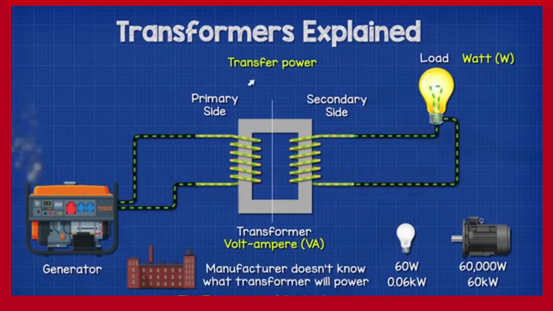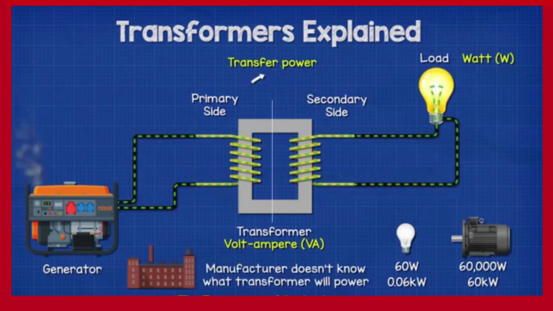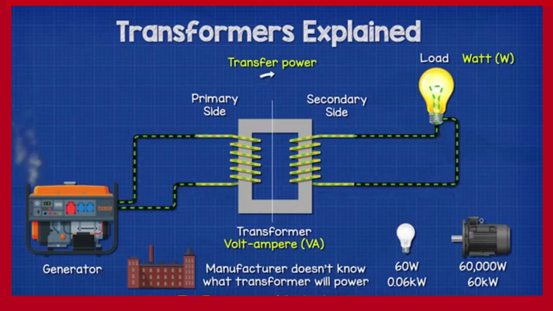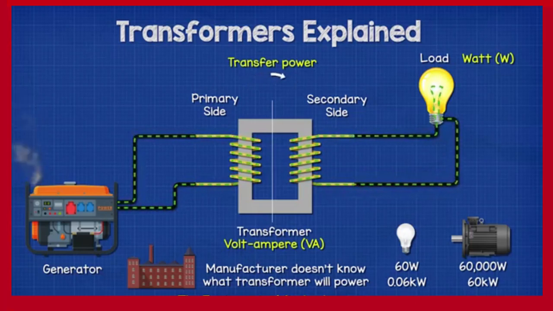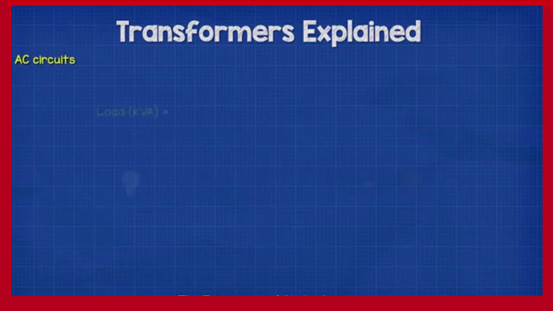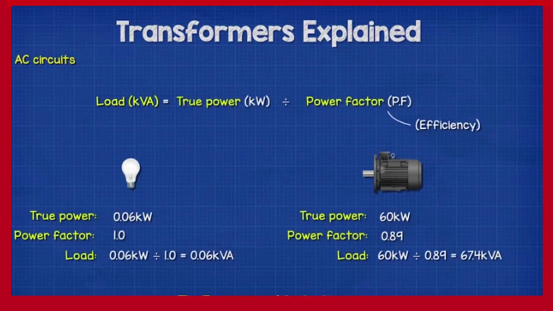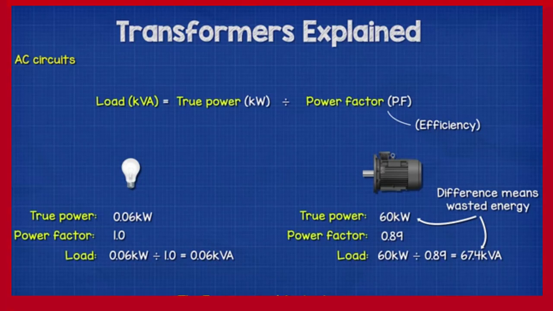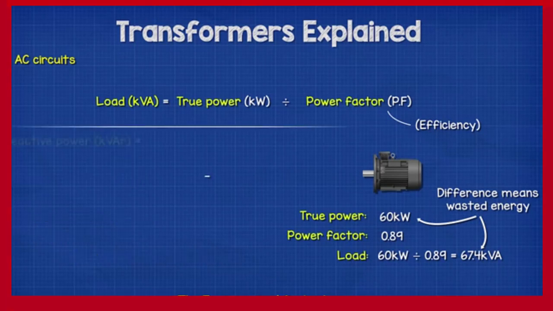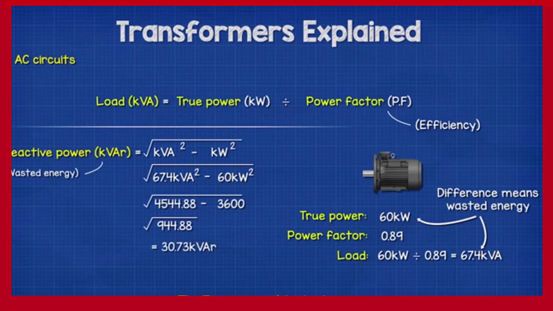The manufacturer doesn't know what you will connect to the transformer, so they state the total rated apparent power in volt amps. And that's because in AC circuits, the load depends on the true power in kilowatts and the power factor, which is basically efficiency. And this varies depending on the device. Some energy is consumed, but it produces no work. It is just wasted as heat, and we call this reactive power, with the units VAR. Power factor is just the ratio of true power and apparent power.